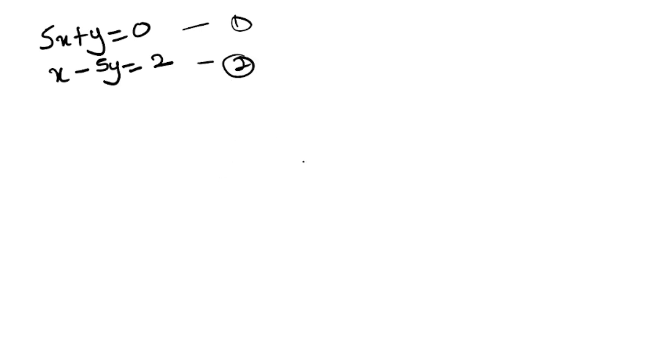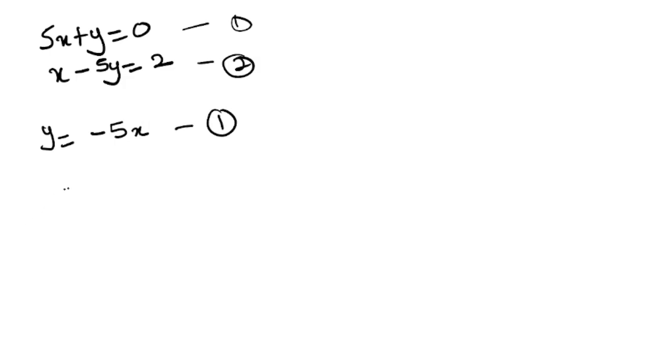Let's say 5x plus y is equal to 0, and then x minus 5y is equal to 2. Now let's see these two equations. Let me name them equation 1 and equation 2. For the first one, if you have to find the gradient, it will be what? y is equal to -5x, right? Do you get it? Yes, that's for equation 1.